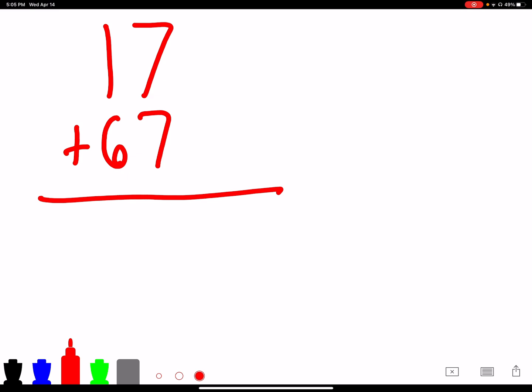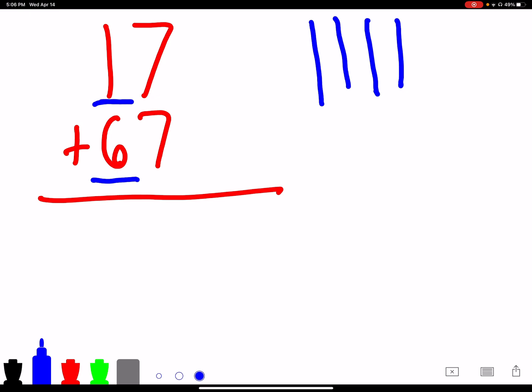So what I like to do, I like to look at my tens place first. So if we look at the number 17, 1's going to be in our tens place. So that means I'm going to draw one rod to represent 10. And then I'm going to go down to my next number, which is 67. And 6 is in the tens place in 67. So I'm going to draw 6 more. 1, 2, 3, 4, 5, 6.